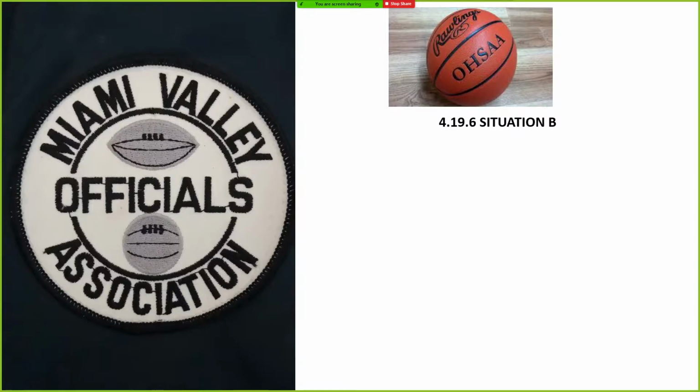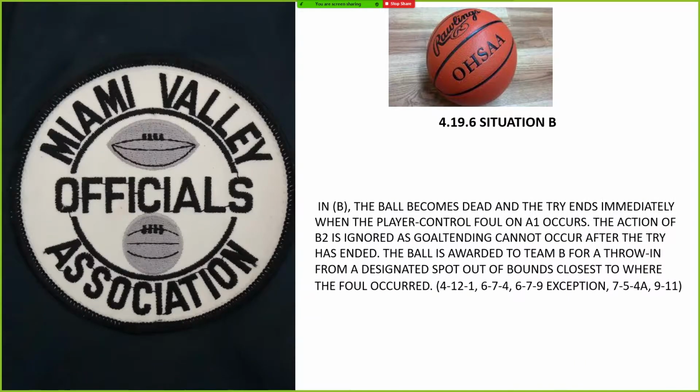4.19.6 situation B. In B, the ball becomes dead and the try ends immediately when the player control foul on A1 occurs. The action of B2 is ignored as goaltending cannot occur after the try has ended. The ball is awarded to Team B for a throw-in at a designated spot out of bounds closest to where the foul occurred. Please see the following rules and exceptions below.